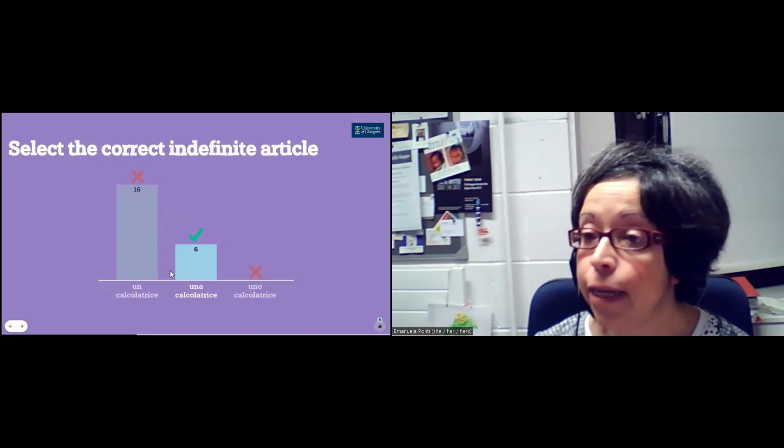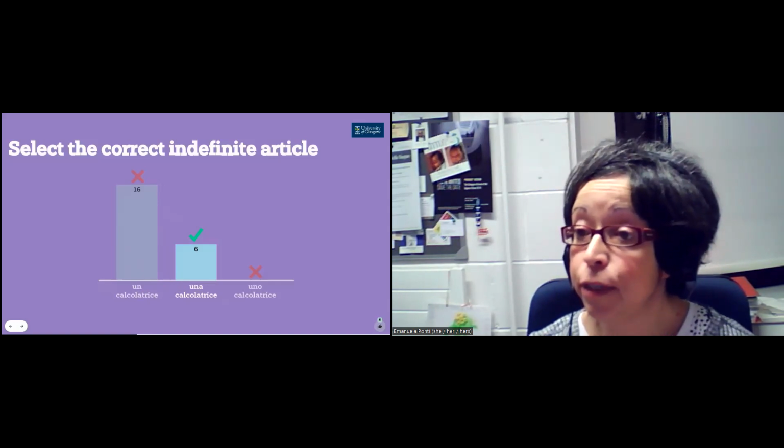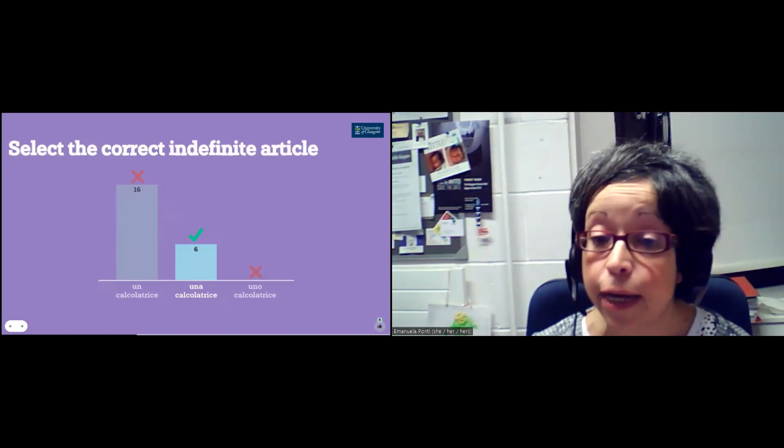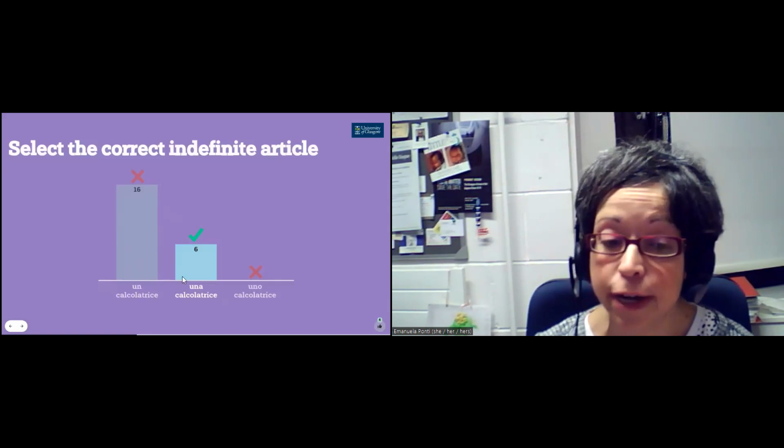So again, the multiple choice gives me the opportunity to test my students informally. I'm testing grammar and vocabulary knowledge informally, and also with a little bit of variety.